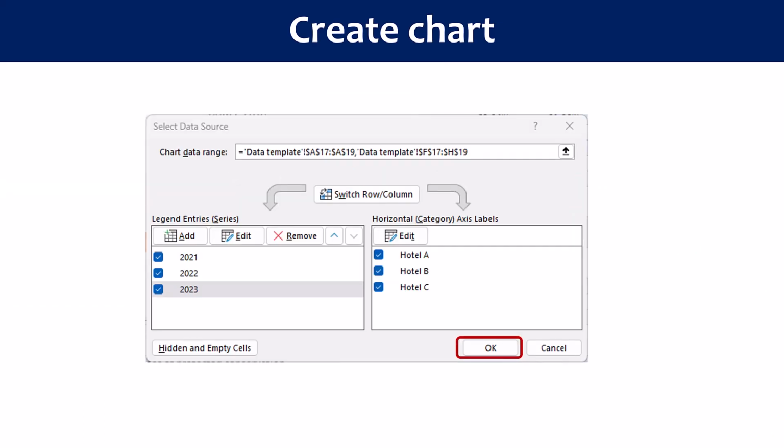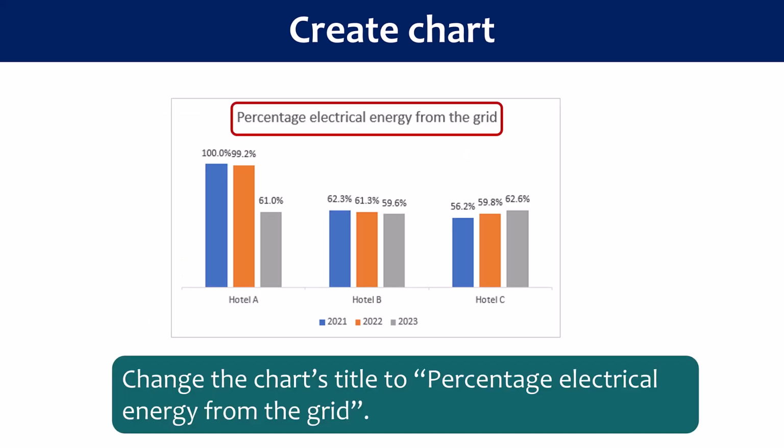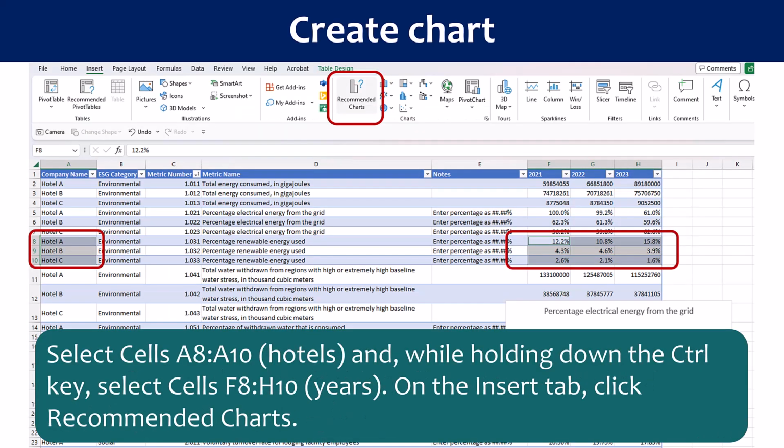Click OK after all the series have been updated. Change the chart's title to Percentage Electrical Energy from the Grid. Now we will make a chart for the metric Percentage Renewable Energy Used.